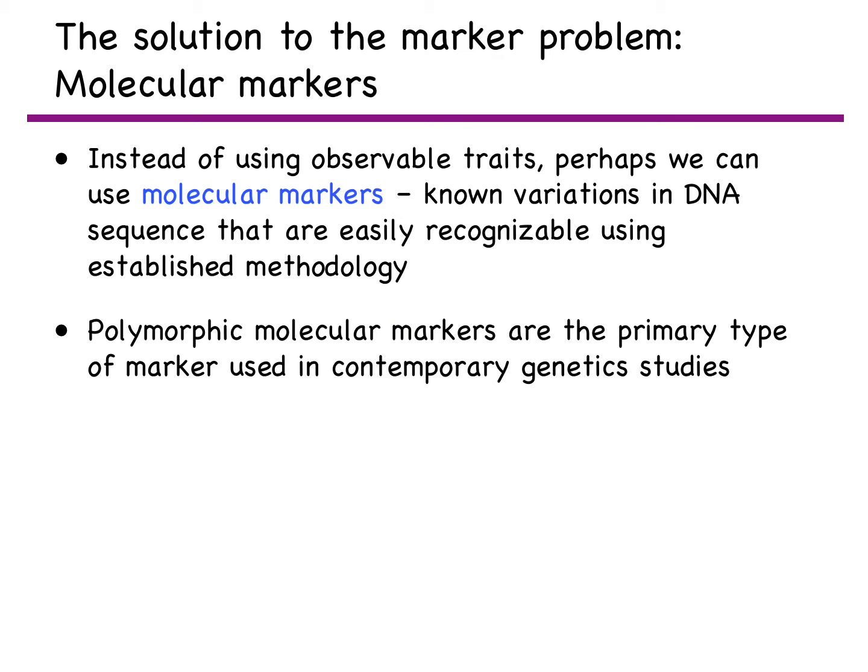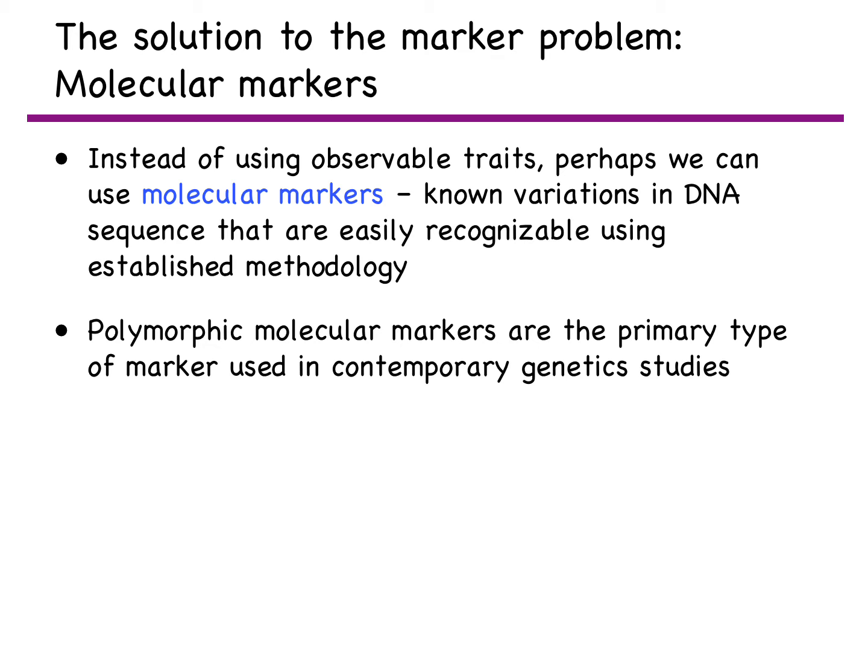Okay, so the solution to the marker problem that people have been using in humans, and in fact this is the standard approach in model systems as well, is that they develop molecular markers that they use to see if a particular site on the DNA is linked to the gene that you're interested in trying to map. So again, instead of using observable traits, perhaps you can just look at differences in the sequence of DNA, places where you know there's variation in the DNA sequence in different individuals in the population, that you can just basically detect with established methodology that's currently in use. These polymorphic molecular markers are the primary type of marker that's used in contemporary genetic studies, again, both in humans and in model systems.